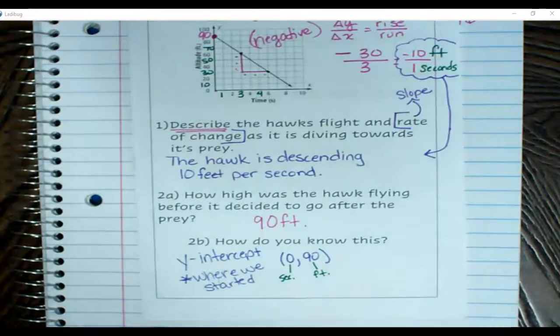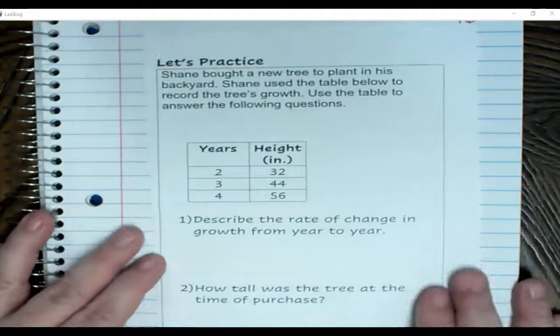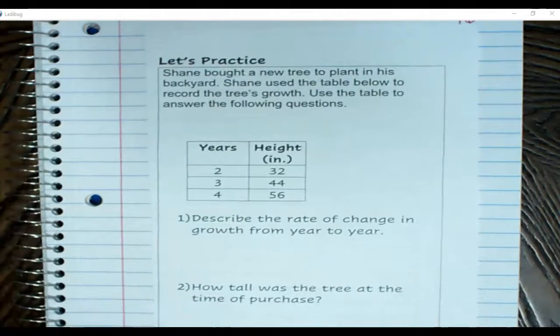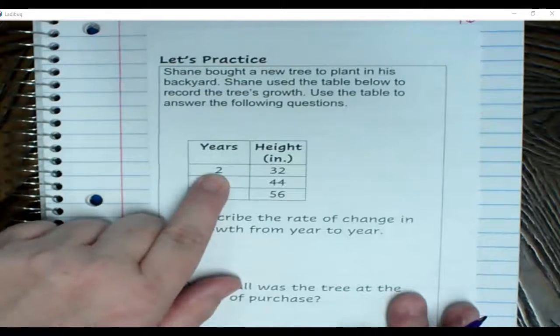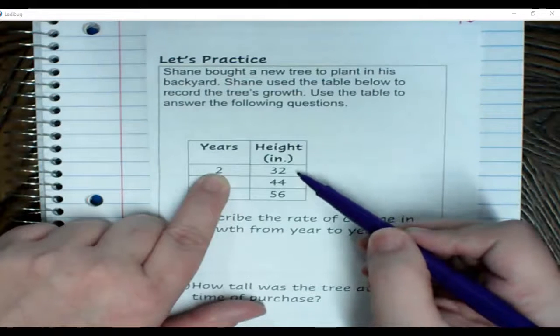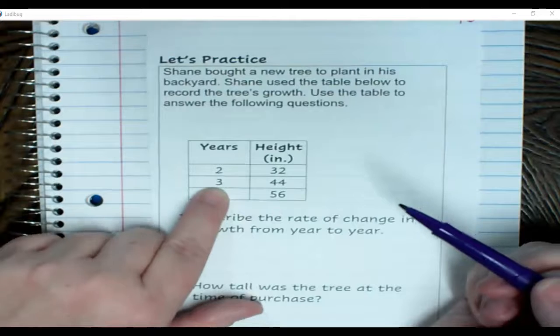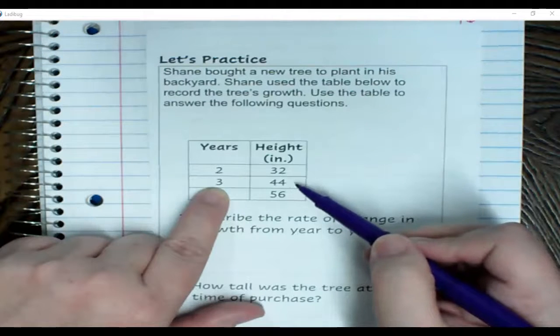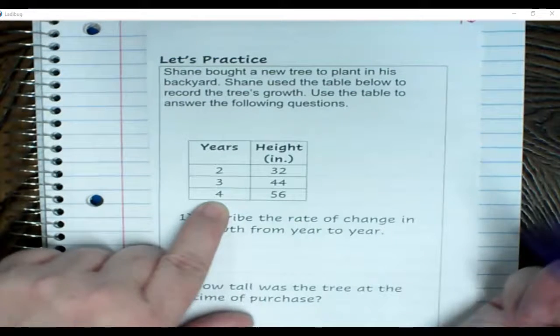All right, let's look at one more example. In this example, Shane bought a new tree to plant in his backyard. Shane used the table below to record the tree's growth. Use the table to answer the following questions. First, let's understand our table. It says at year 2, 2 years after he bought the plant, the height was 32 inches. At 3 years, it was 44 inches. After 4 years, it was 56 inches.